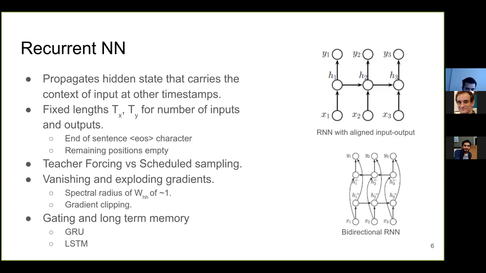Another concept is maintaining the spectral radius of the weight matrices near one. The way to understand spectral radius is that if we do some sort of PCA of the space, it tells how oval the shape is. If the spectral radius is close to one, then the shape would be like a circle. If it is too skewed, then it would be a very oval shape. Another way to tackle the vanishing gradient is to use GRU or LSTM.